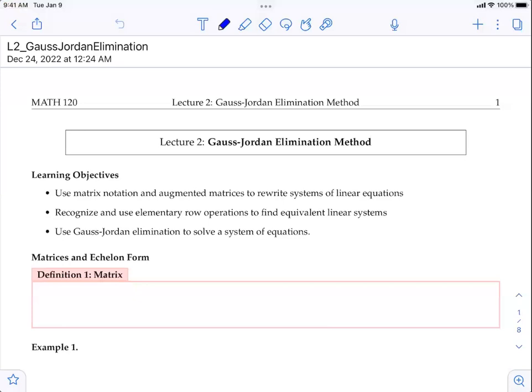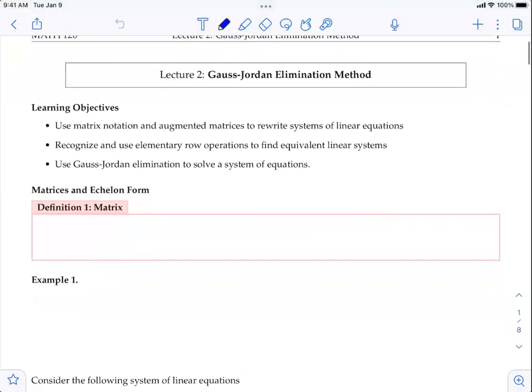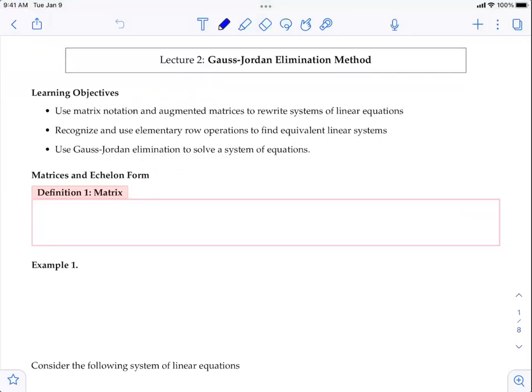To do this, we need to use matrix notation and something called augmented matrices. Even though we haven't formally defined a matrix, eventually we're going to do that in lecture 4. But for now, because we need the notation of the matrix, we just briefly talk about matrices and how to form the augmented matrix to solve for the solutions of the system of linear equations. That's the first learning objective.